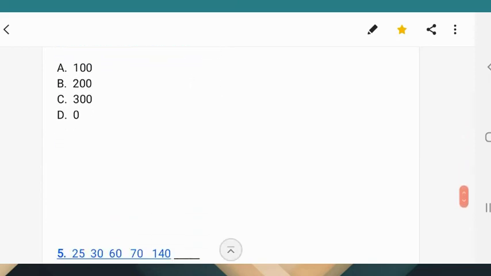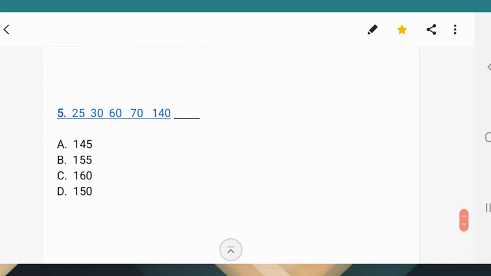So just observe, guys, the pattern, okay? Now we go to the last number. 25, 30, 60, 70, and 140. So what should the answer be? If we observe, 25 plus 5 equals 30. Then 30 times 2 equals 60, or 30 plus 30 equals 60. Okay, so 60 plus 10 equals 70. You have to add 5 at first, guys.